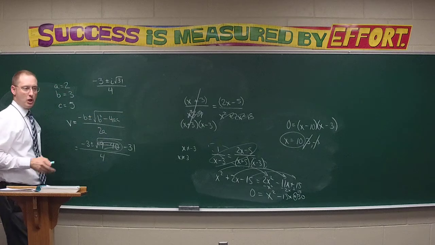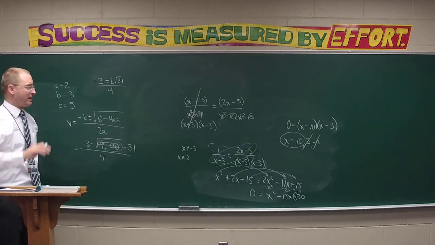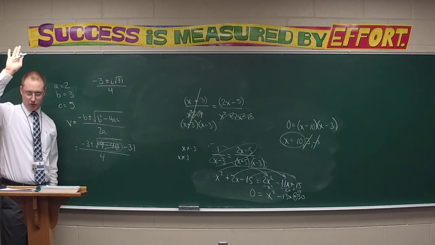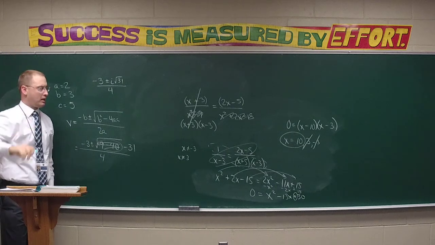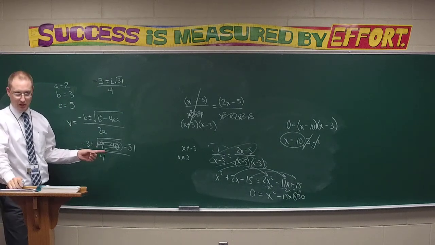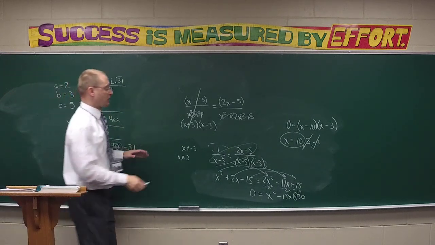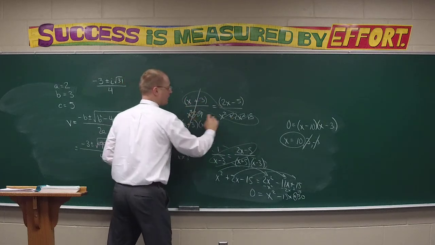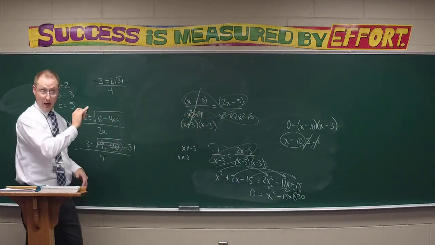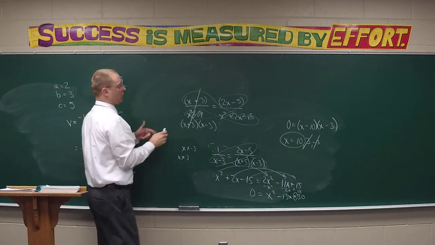How many figured out 10 was the only viable answer? How many had 10 and 3 as your answers? You had both of them. All right? Questions on this one. How many did no canceling at all? You actually double distributed and double distributed. Wow, okay, several of you, all right? I want to look at that real quick if you did.